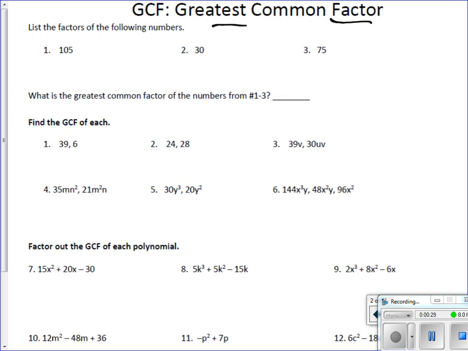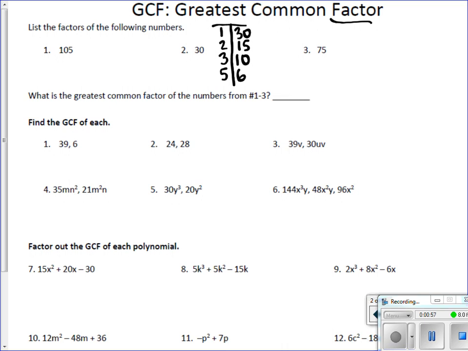Did y'all ever have to do the T-chart? Like 1 and 30, 2 and 15, 3 and 10, 5 and 6. Did y'all ever do that? Oh, so you just listed them? Okay. I like making that table or that T-chart. You'll see why. We have to find factors for our next set of stuff for today that we're doing.